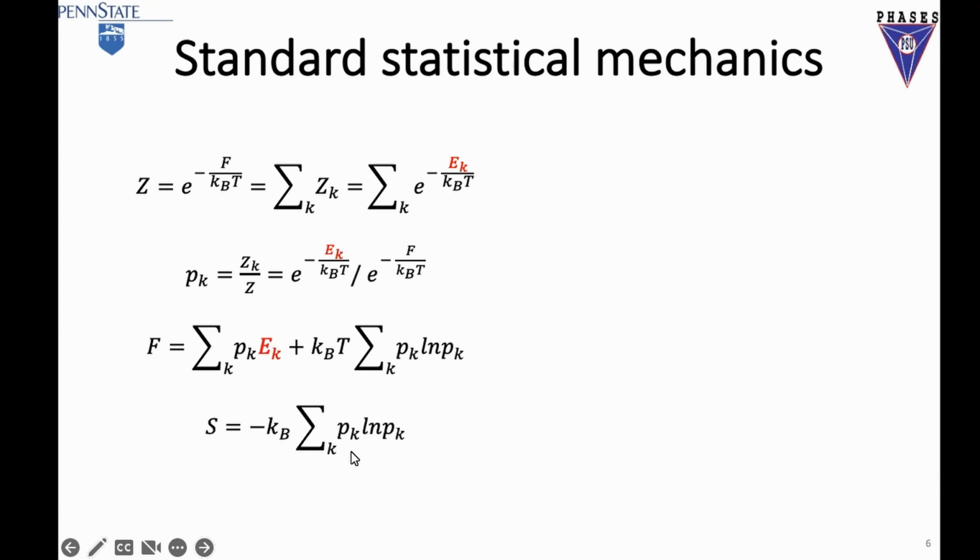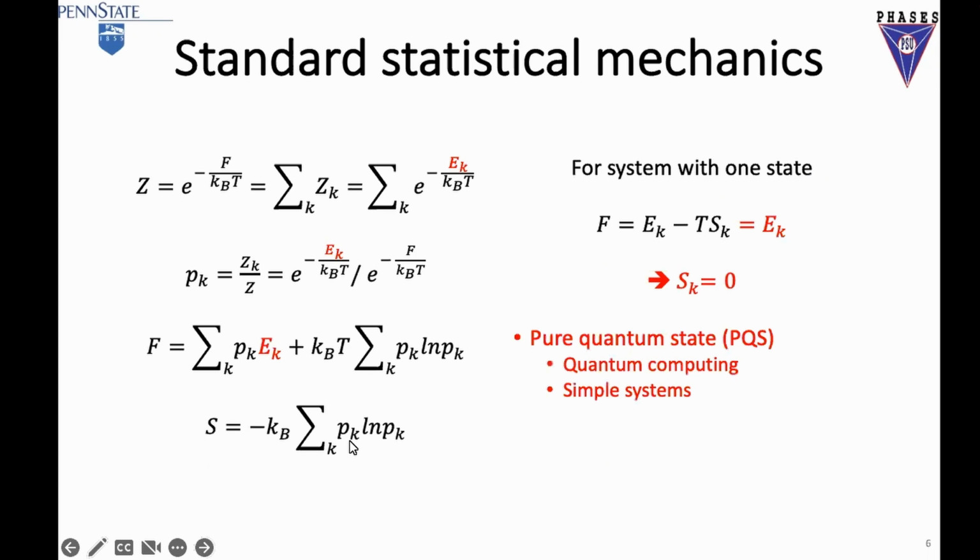We use this all the time, in all the textbooks and all the publications. So let's analyze this set of equations. Suppose we have only one state of the system. If it's only one state, then we know that F equals Ek, but we also know that F equals Ek minus T Sk. That means Sk must equal 0, right? So in this standard statistical mechanics, Sk equals 0. That means all the microstates have zero entropy. That means each state only has one stage, one state, which is called a pure quantum state. I call it PQS. That means standard statistical mechanics applies to a mixture of states, which must be pure quantum states.